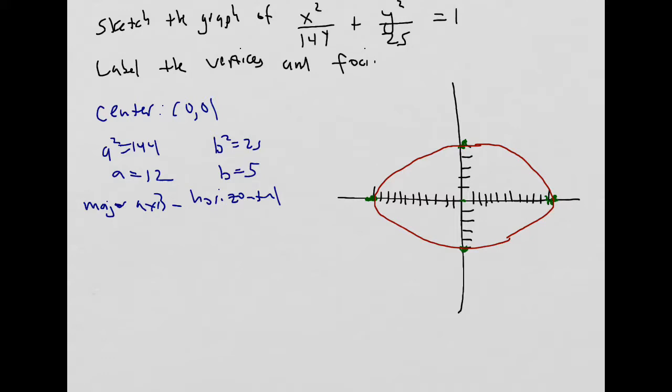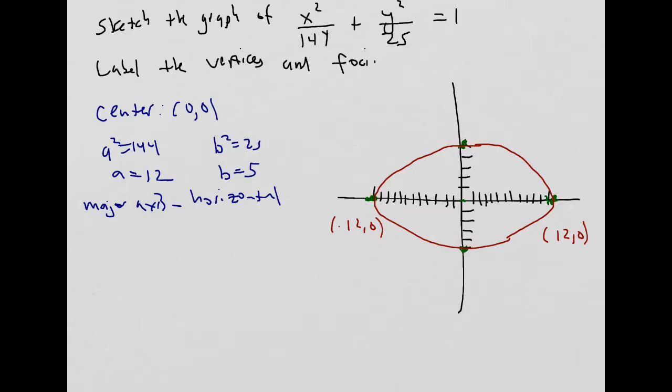In this case, the vertices would be at 12, 0 and negative 12, 0. Those are the vertices. Just a quick note here, these other points are not vertices. The vertices lay along the major axis.